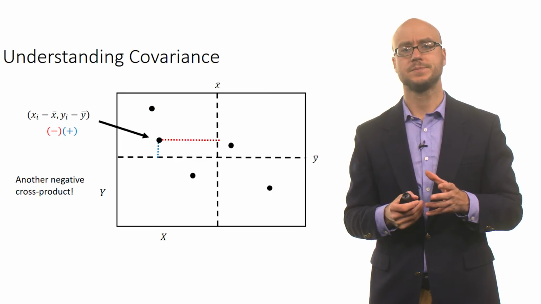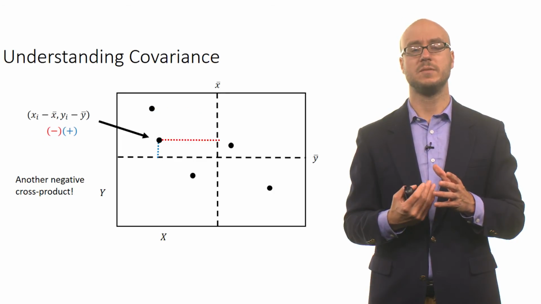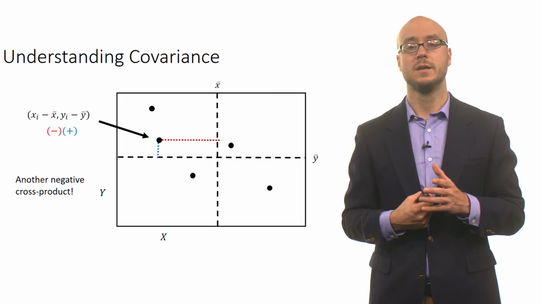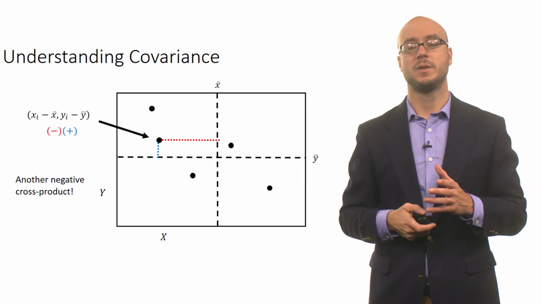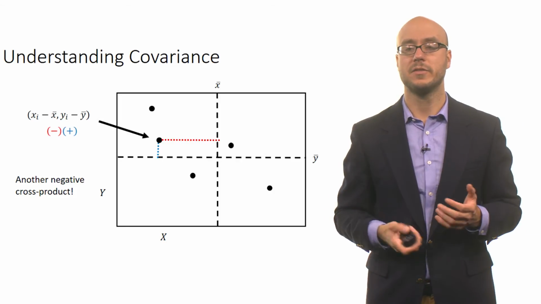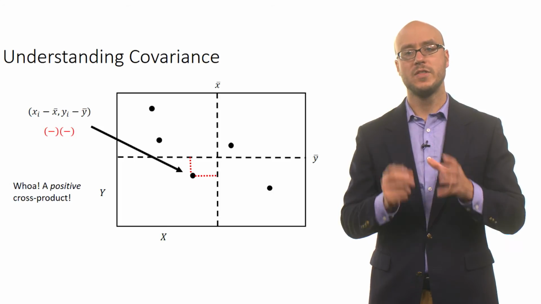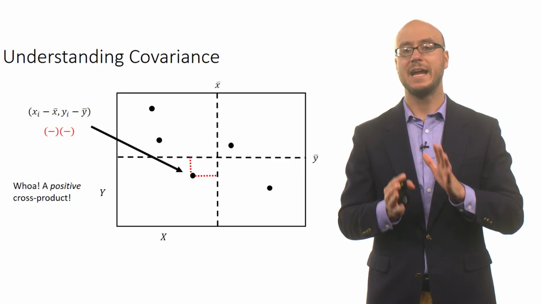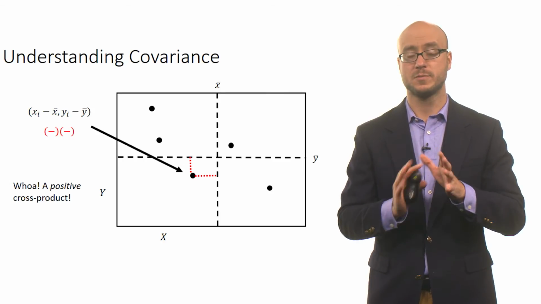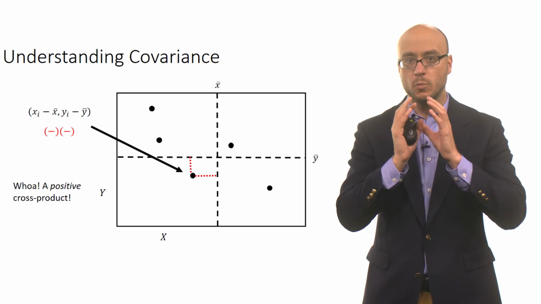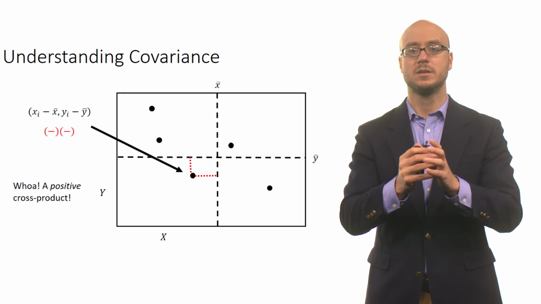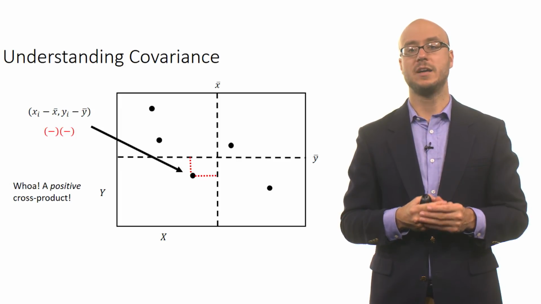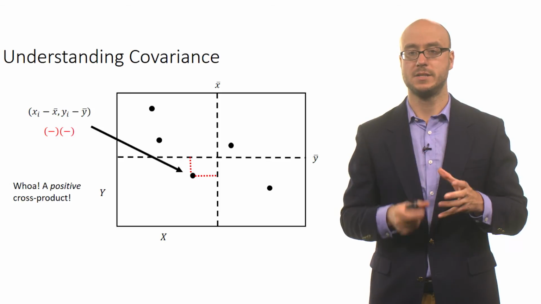But let's look at this person. This person is below the mean of x, but has an above average value for y. Again, you multiply a negative by a positive, and you get another negative cross product. This person is below the average of x and below the average of y. Two negative deviations. This person is below average in both respects. However, when you multiply these two negative deviations together, you get a positive value, because a negative times a negative equals a positive.